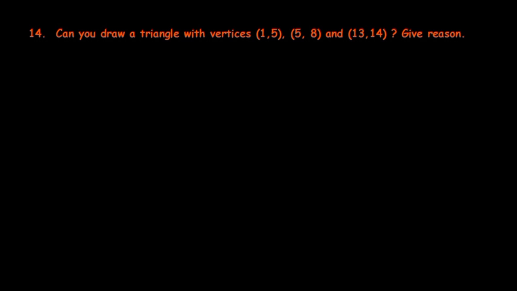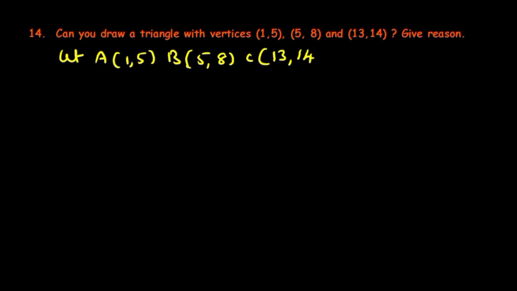So now I'm going to take the three points: let A (1, 5), B (5, 8), C (13, 14). We should find the distance between A and B. A is (1, 5) and B is (5, 8). So these two points we can take as x1, y1 and x2, y2.